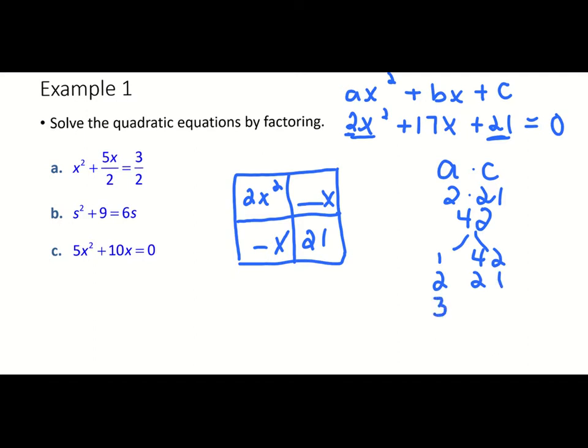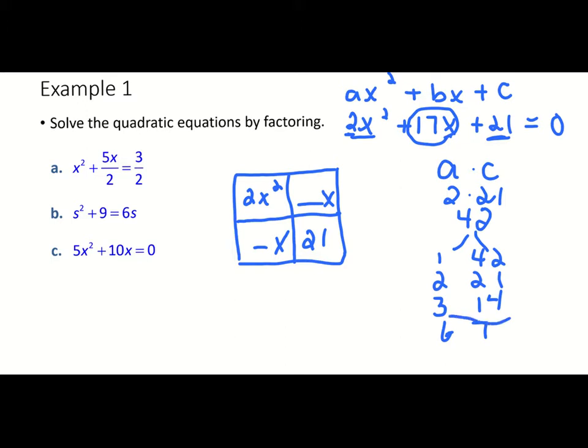3 and 14, and then also 6 and 7. And now what I need to do is look at those numbers and figure out what combination of those pairs of numbers will also add to give me that 17x, that middle number. And in this case, they're both positive numbers, so both my numbers are going to be positive.